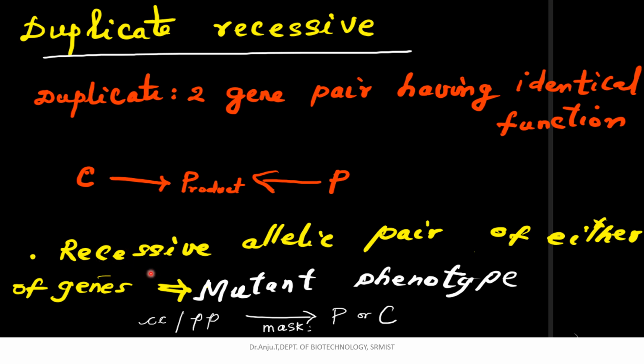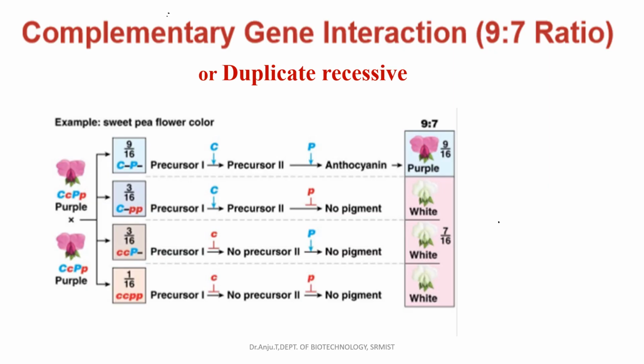If you see here, it is the recessive allele pair of either of the genes that produces the mutant phenotype. So either the mutant allele of the C gene or the mutant allele of the P gene, when they are in the homozygous condition, mask the effect of the dominant P or C and produce a mutant phenotype. That is why we call it a duplicate recessive. So we call it this type of gene interaction.